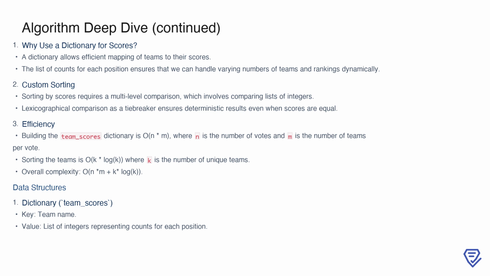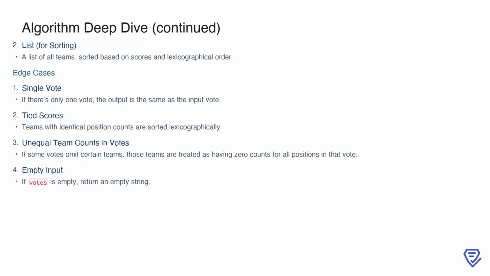for larger inputs. To complete the algorithm, we use a list to store the teams for sorting based on their scores and lexicographical order. This list ensures that the sorting process is straightforward and efficient. When considering edge cases, there are several scenarios to account for. If there's only one vote, the input vote itself becomes the output since there are no conflicts to resolve. In cases of tied scores, the lexicographical order ensures that the result is deterministic.